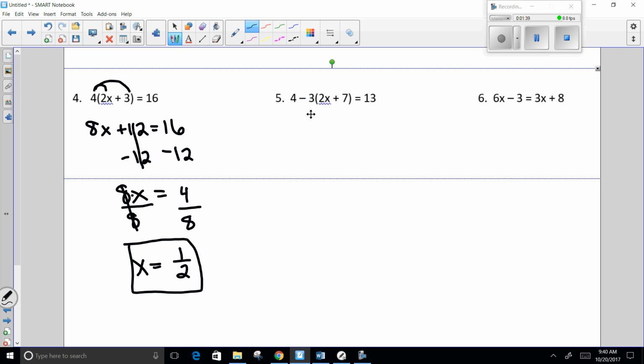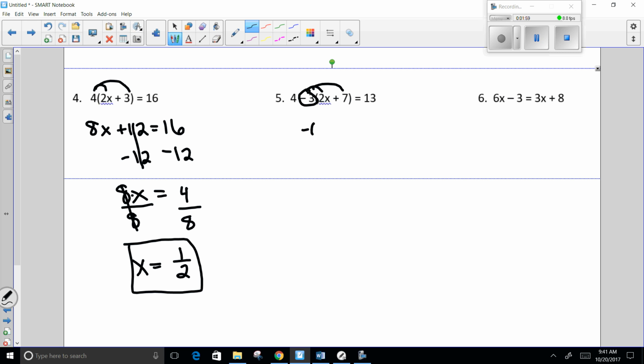On number 5 here, we have 4 minus 3 parentheses 2x plus 7 equals 13. A common mistake students make is they put 4 and 3 together. We can't do that because we have to do the multiplication first, because order of operations says so. So the first thing I'm going to do is take this negative 3 and distribute it to the parentheses.